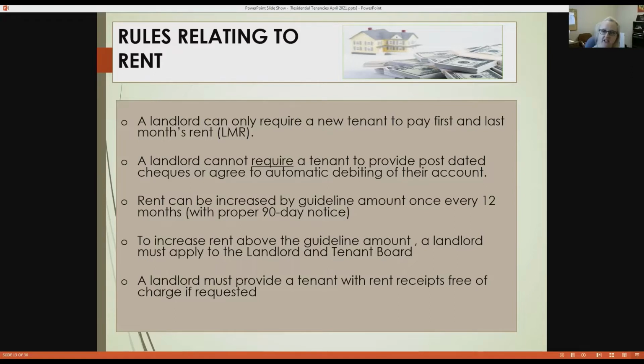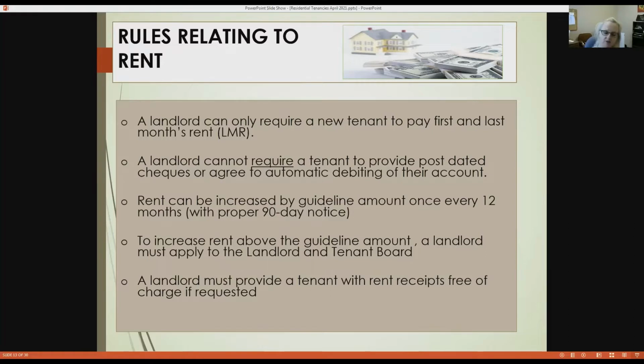Now, currently there is a rent freeze due to COVID. So notices of rent increase cannot be issued by landlords during the year of 2021. Whether or not that's going to be extended, we don't know, but currently that is in place. Landlords must also provide rent receipts free of charge once a tenant asks.